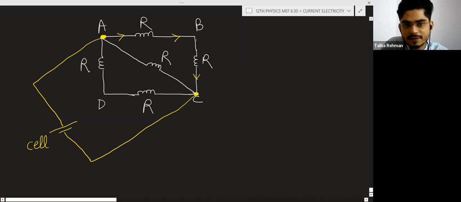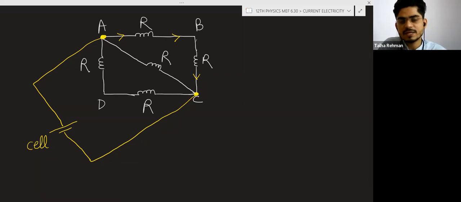And in a single wire the current will remain the same. This means this combination is the series combination between A, B, C. This resistance and this resistance are connected in series because this is a single wire. There is no branching here. And this resistance and this resistance are also in series. See, between A, D and C, there are no branches. So this R and this R are in series combination.